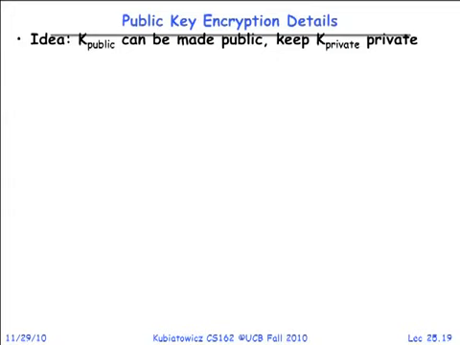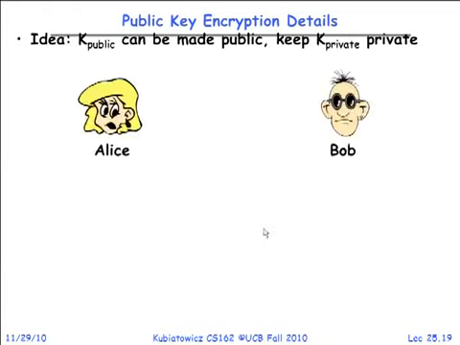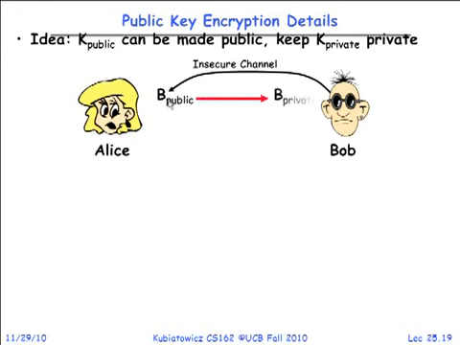So the idea is that kpublic is made public, and kprivate is kept private. That's a big surprise, right? So let's say here's Alice and Bob. Bob sends the public key off an insecure channel, says, here's my public key, and it doesn't matter who gets to see it. Alice takes bpublic and can now encrypt things with bpublic, and only Bob can decrypt them with his private key.